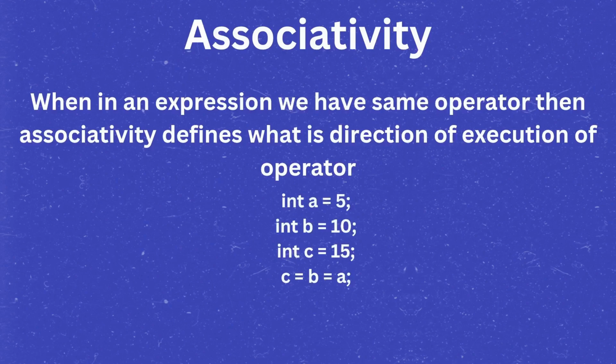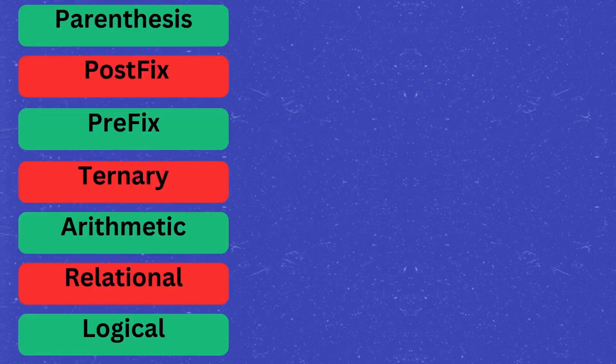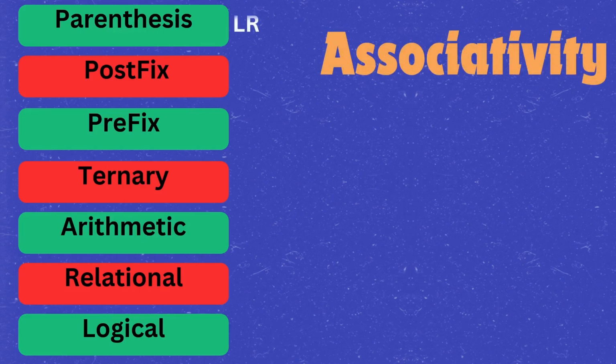So over here, when you have int a equal to 5, int b equal to 10, int c equal to 15, and you have c equal to b, b equal to a, the same operator is being used in an expression. So associativity will help you. How? Let's see that. Now we have different associativity for each of the operators. What will be the direction? It's easy to remember. LR means left to right, RL means right to left. In this we have three operators that are right to left, except that everything is left to right.